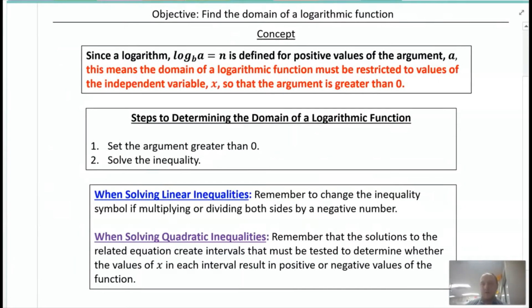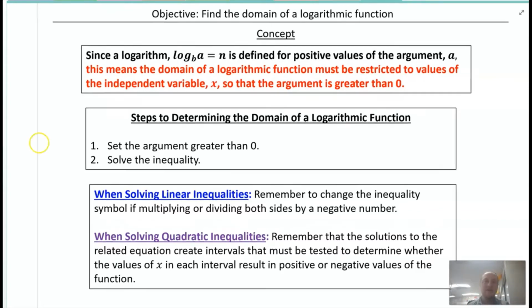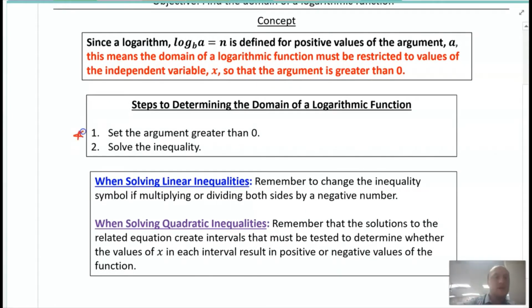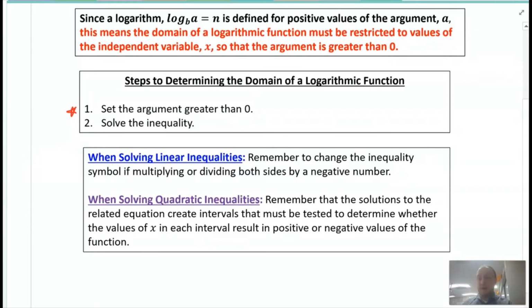Since a logarithm is defined for positive values of the argument a, this means that the logarithmic function must be restricted to values of the independent variable x so that the argument is greater than 0. And that's just what we do in our steps. We'll take our argument, set it strictly greater than 0, and then we'll solve the inequality. So we're going to be solving inequalities, and just some things to remember when we're working with linear inequalities and quadratic inequalities. If we multiply or divide by a negative, you'll see your inequality switch, so don't fall into that trap.